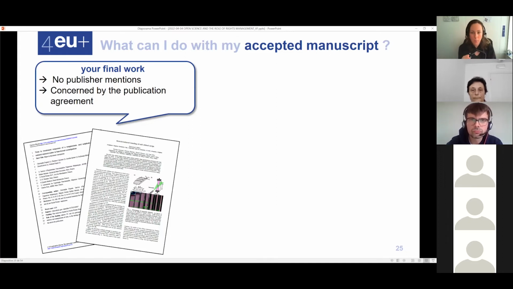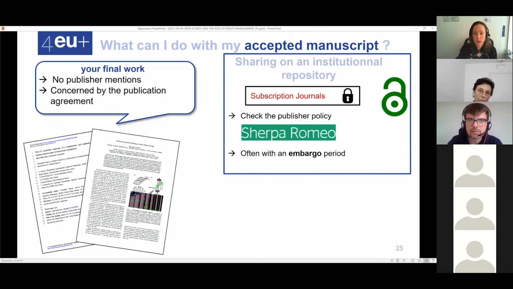Unlike preprints, the accepted version of your manuscript is concerned by the publication agreement that Paola showed you before. In the publication agreement, there is some mention about sharing postprint allowed or not allowed. If you share this version and not the final published version, it's because you publish in subscription journals. You cannot share the final published version because it's the publisher's property, because you signed agreements. So if you want to share something, you have to share the accepted manuscript.